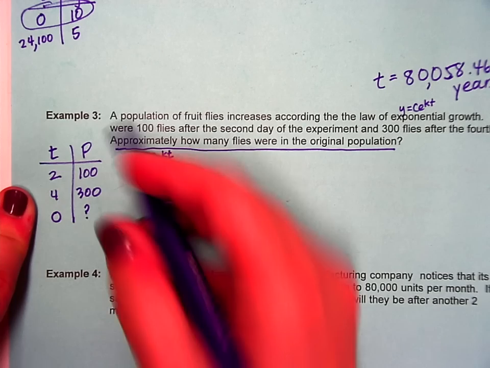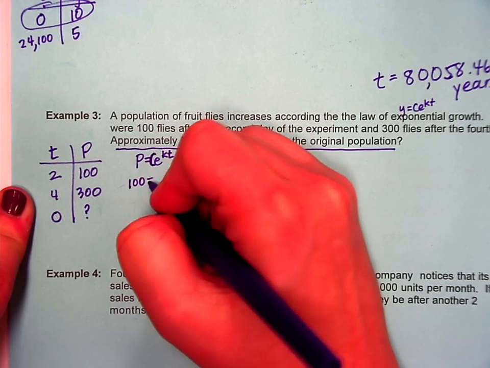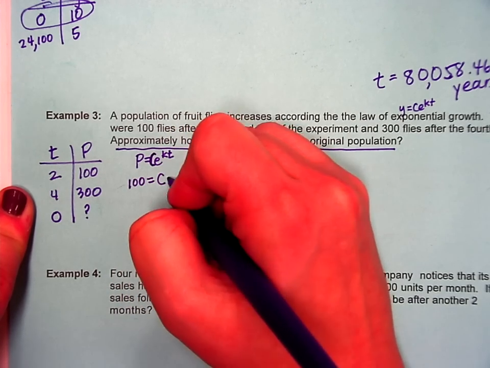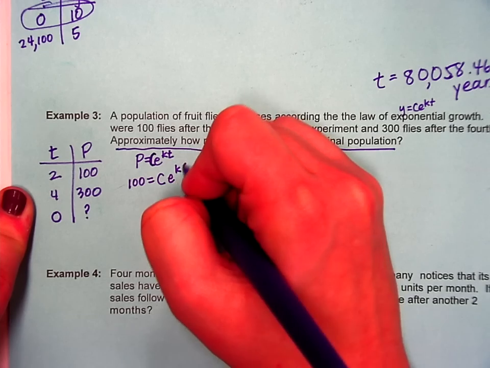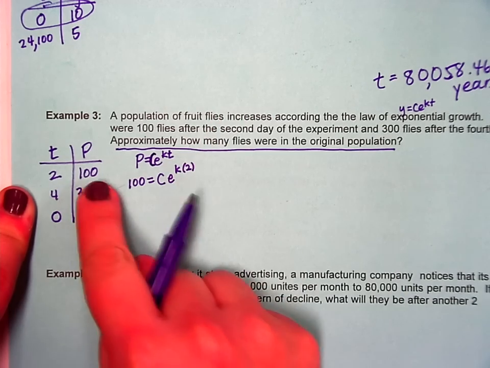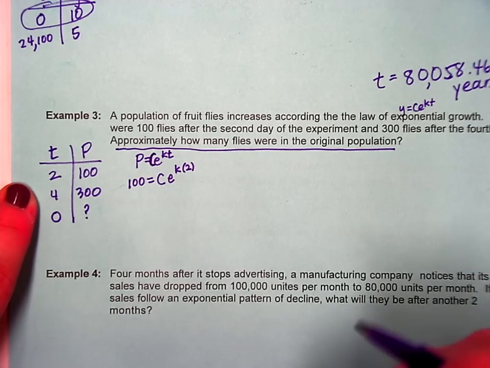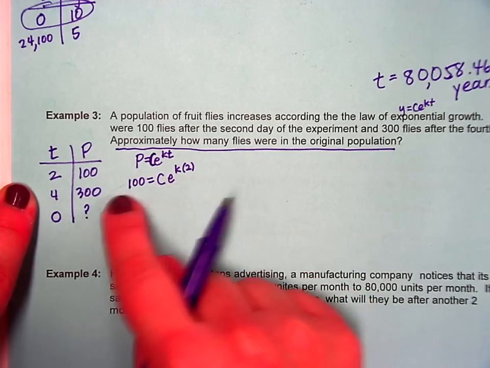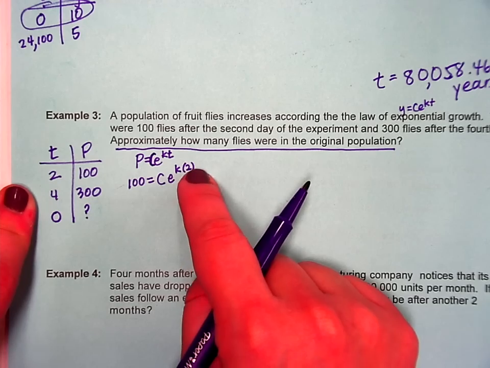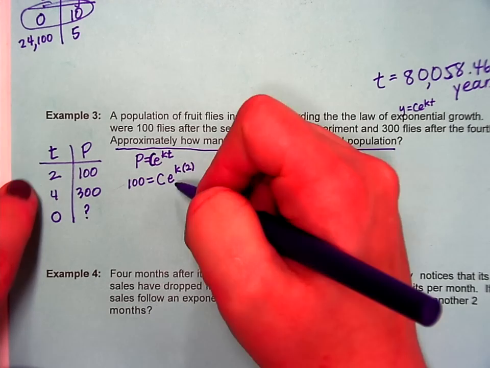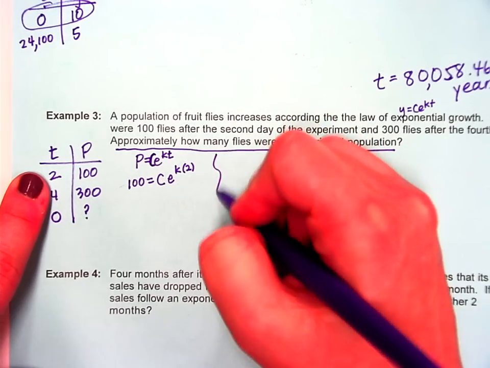So I'm going to put 100 in for P equal to, I don't know what C is, e to the, I don't know what K is, but my time that has gone by with that 100 fruit flies has been 2 days. So I'm going to put that 2 in there. And then I can solve this for C. Before I do that, though, let me show you where I'm going next.